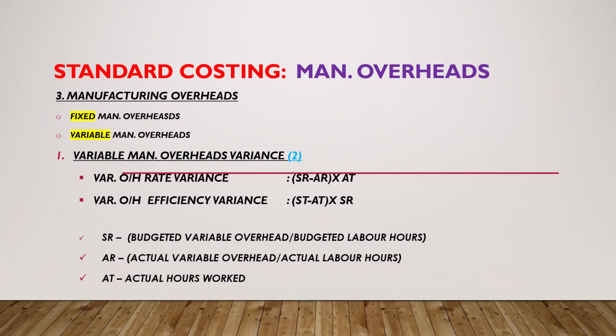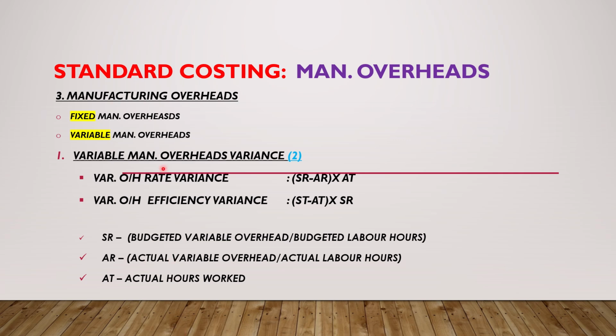Okay, good day guys. Again, this is part 4, which is manufacturing overheads. The first part was the introduction, the second part was material, the third part was labor, and the last part of the module is manufacturing overhead.